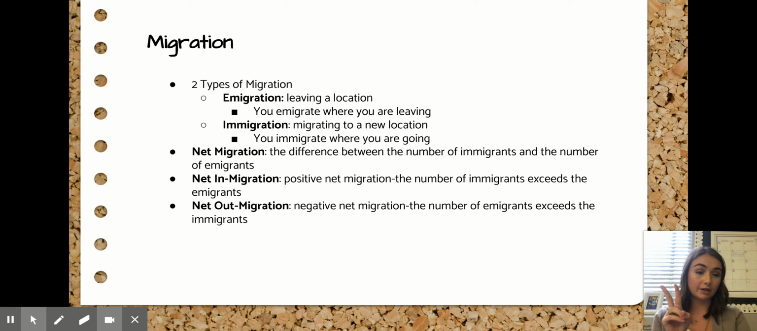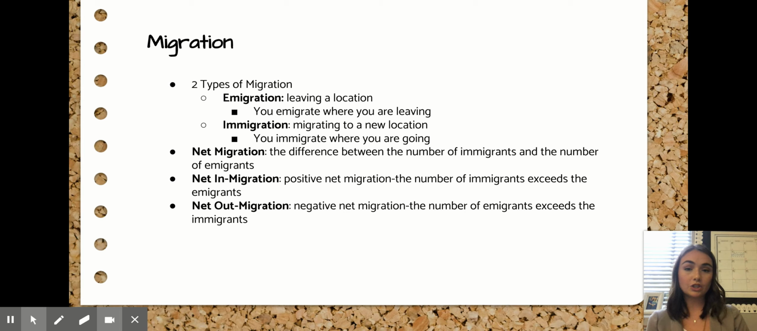So there are two types of migration. There's emigration and there's immigration. They're said the same way, but they're spelled different and they mean different things. So emigration with an E is leaving a location. So you emigrate with an E where you are leaving. You immigrate with an I where you're going. So immigration with an I is migrating to a new location. So if I were to leave the United States and move to Germany, I would be an E migrant of the United States, but an I migrant to Germany. Maybe that helps you understand it a little bit better.